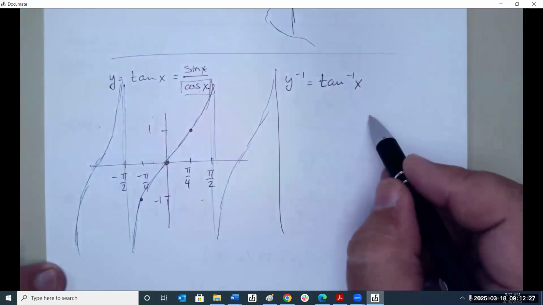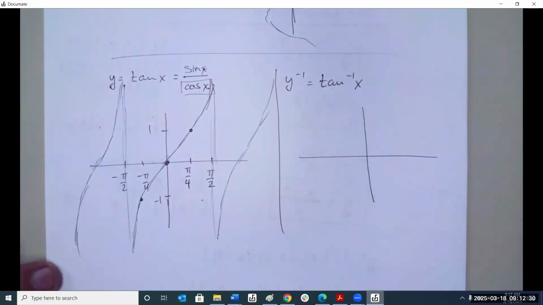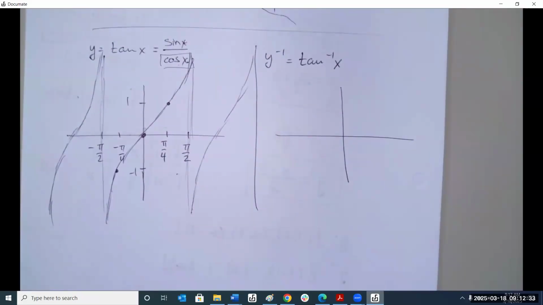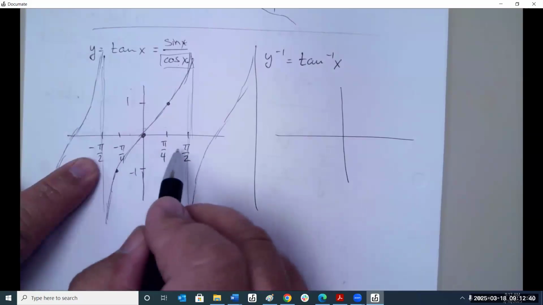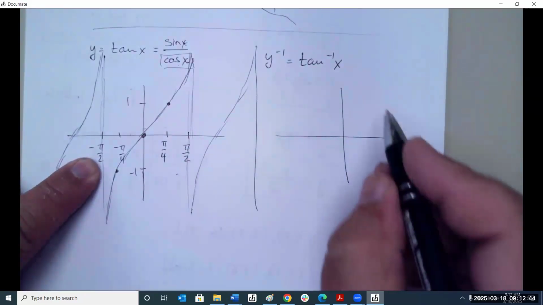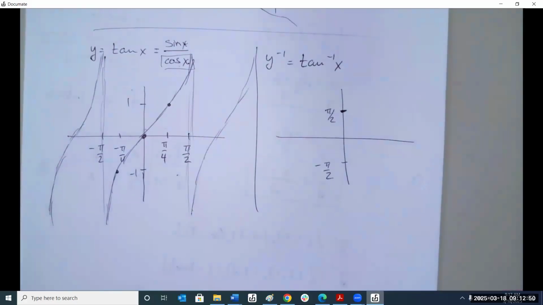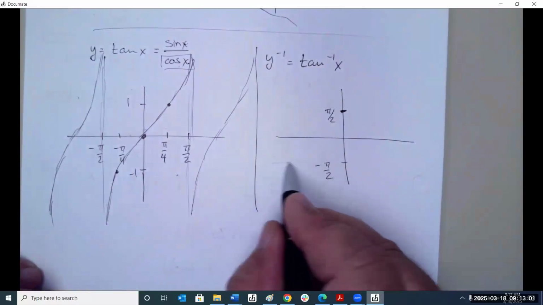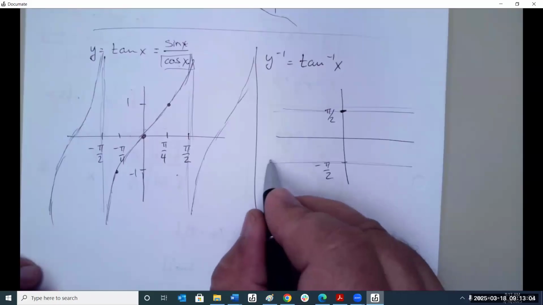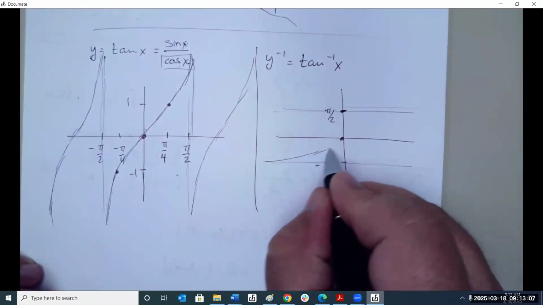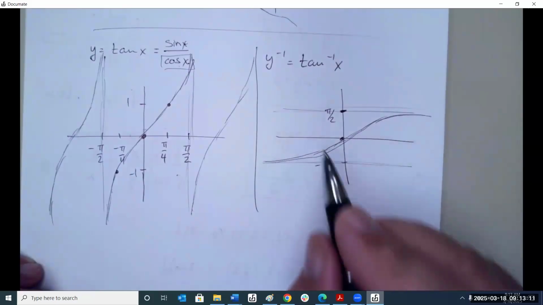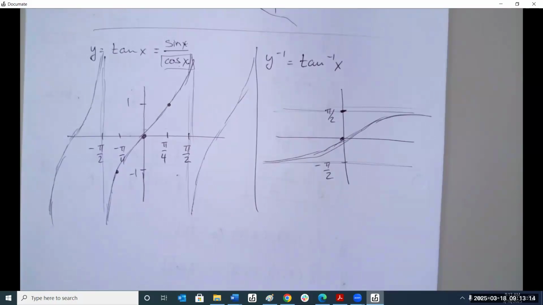So the inverse tangent function, remember, we switch x and y, switch the domains and ranges. Since my period here was negative pi over 2 to pi over 2, I do the same thing here. So now these are my horizontal asymptotes. At 0, it's 0. So there's the graph of the arc tangent.